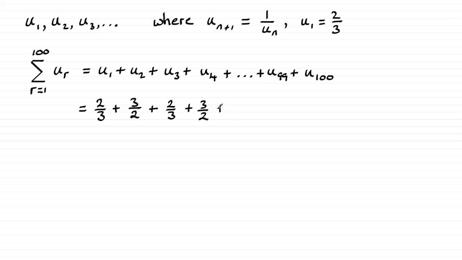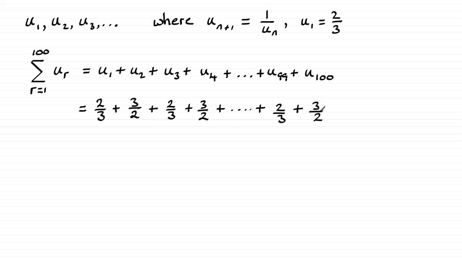So if we were to carry this on, I can see that when it gets to u99, that's got an odd subscript here. When we have odd subscripts, u1, u3 and so on, you can see we get 2/3. So u99 is going to be 2/3. And that means that u100 has to be 1 divided by 2/3, 3/2 again.